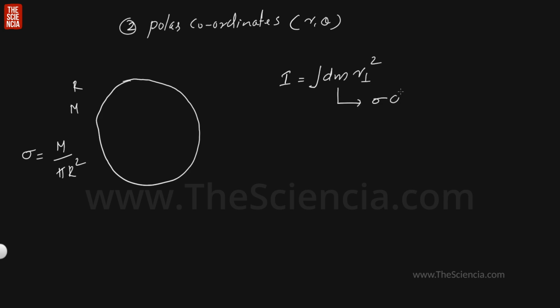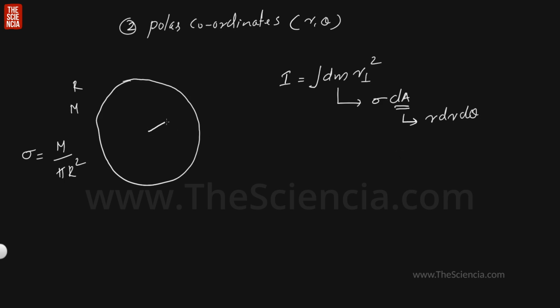dm is sigma dA. Okay, and what is the dA? Area element in polar coordinates. Maybe you know dA is equal to r dr d theta. How is this dA equal to r dr d theta?